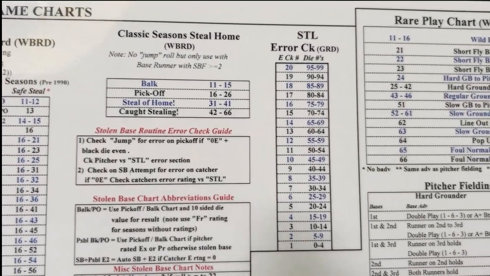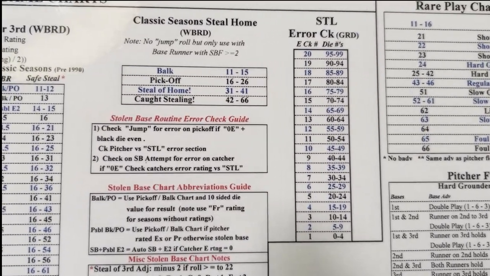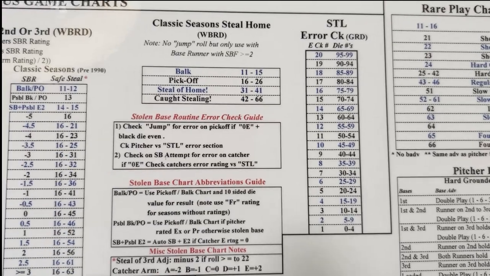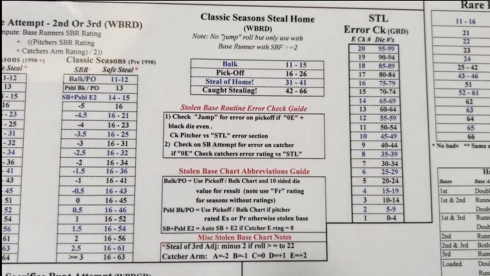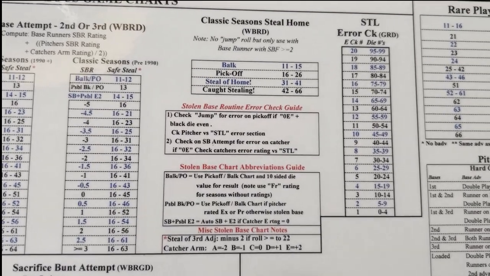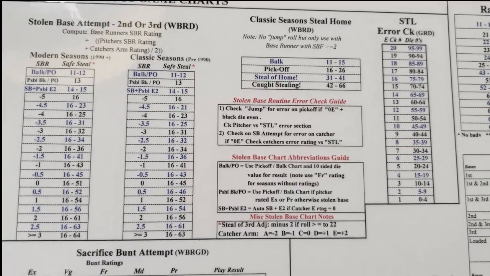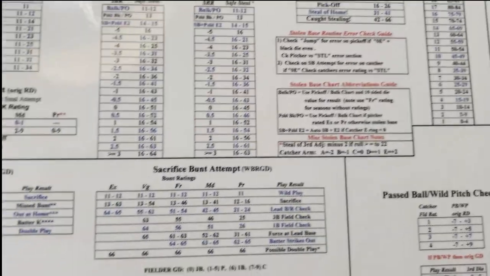Then you've got a steal error check chart, which could go against the pitcher or the catcher. Pitcher could make an error throwing a pickoff. The catcher could make an error throwing the runner out. And then some notations there of how you use the ratings of the pitcher and the catcher and the runner to determine whether it's a successful stolen base.